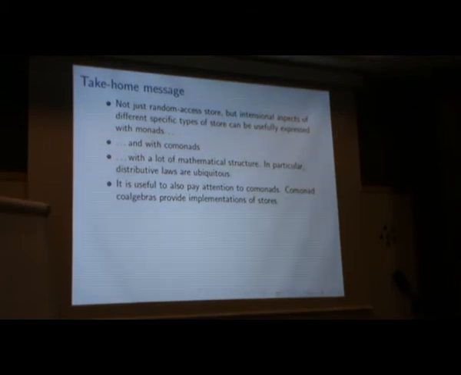So a take-home message: not just random access store, but intentional aspects of different specific types of store. You can do stacks, you can do buffers of various sorts, so queues, LIFO, FIFO, whatever. They can usefully be expressed with monads and comonads. There is often lots of mathematical structure, which means you don't have to prove properties about these things, but you can pull off-the-shelf small lemmata from the category theory bookshelf. And it's also useful to pay attention to comonads here. So comonad coalgebras provide implementations for these different types of stores. That's all I wanted to say.